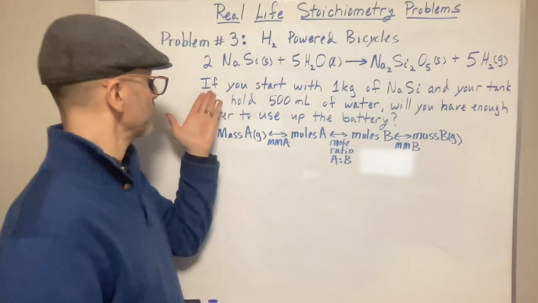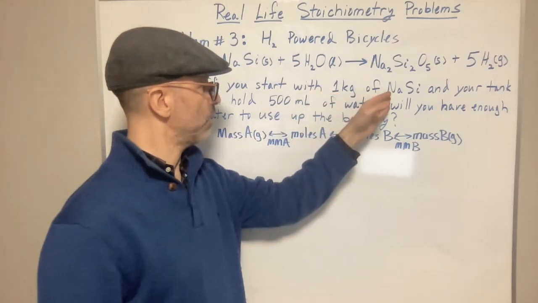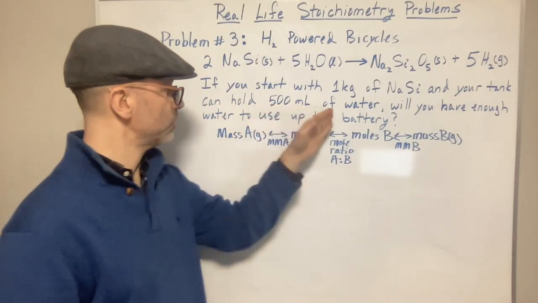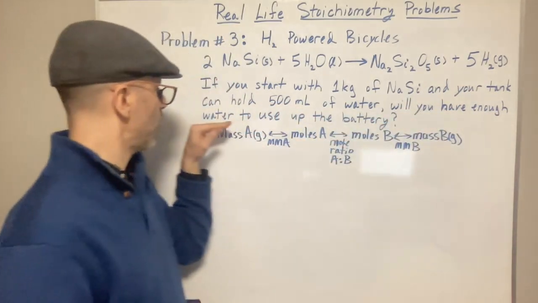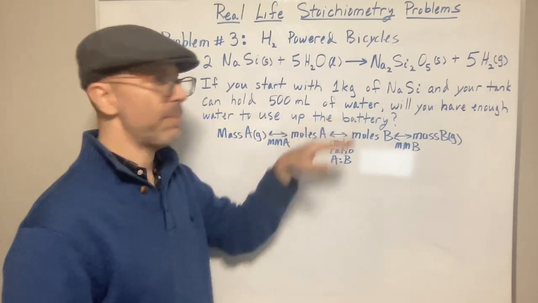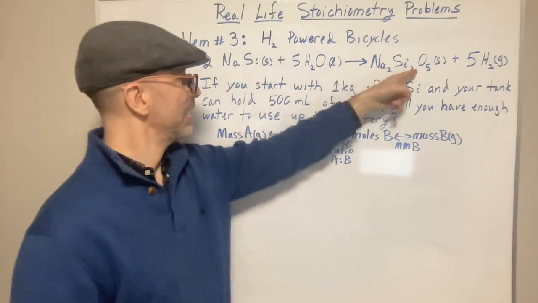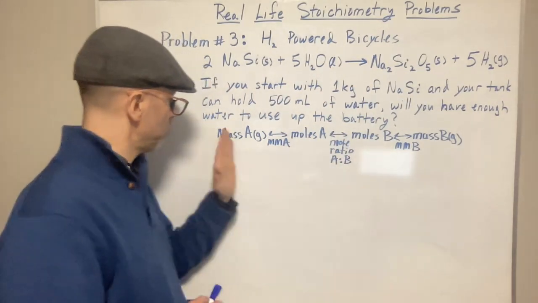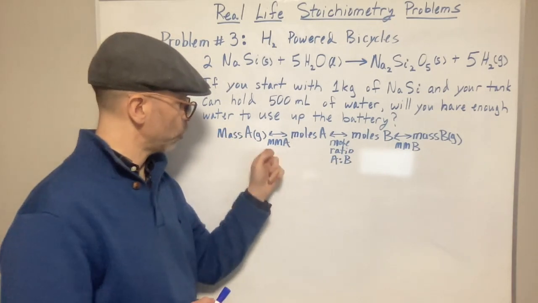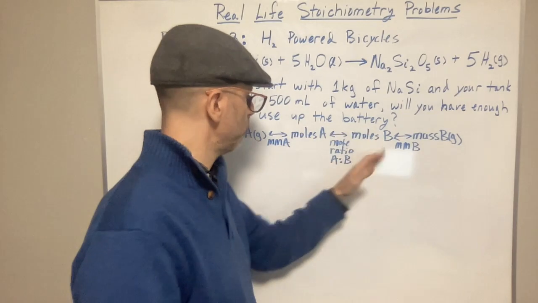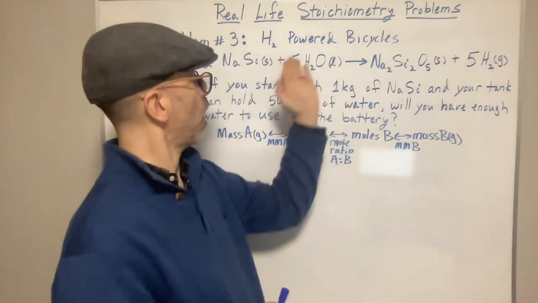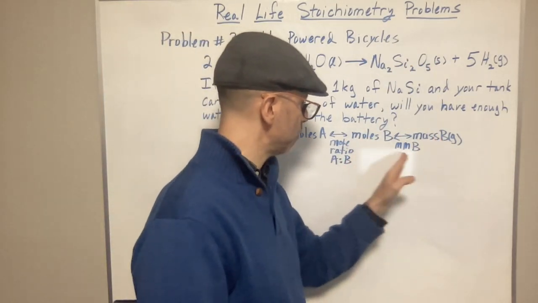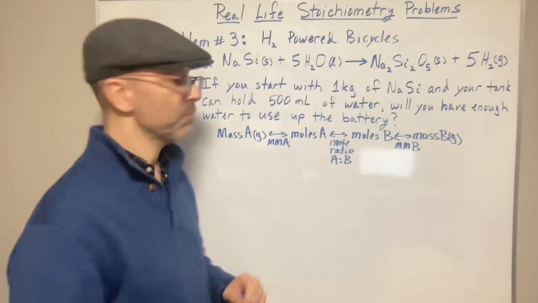The question is, if you start with 1 kilogram of sodium silicide and your tank can hold 500 milliliters of water, will you have enough water in the tank to use up the battery? This is the reaction that's happening in the battery. We have our roadmap here: mass in grams to moles using the molar mass of A, moles of A to moles of B using the mole ratio between A and B in our balanced equation, and then moles of B to the mass of B in grams using the molar mass of B.